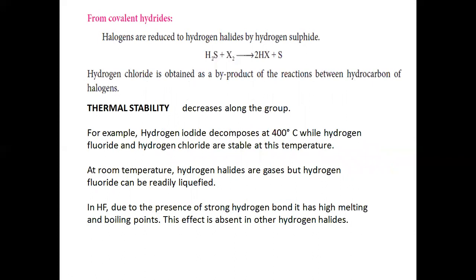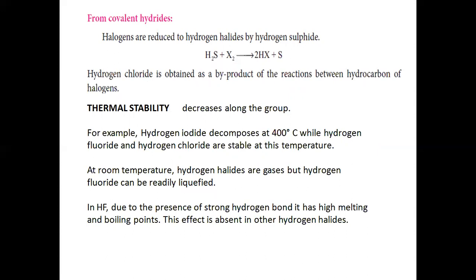Next one is from covalent hydrides. Halogens are reduced to hydrogen halide by hydrogen sulfide. So hydrogen sulfide reduces the halogens, X2, into the hydrogen halide HX. Next one, thermal stability of the hydrogen halides.